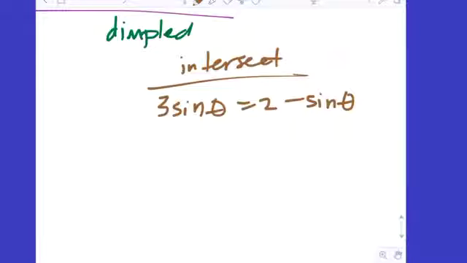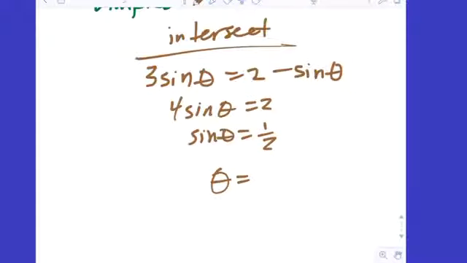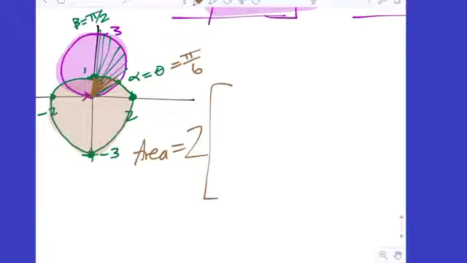So we'll do this as much as we can without a calculator. If I bring the sine across, I end up with 4 sine of theta equals 2. So sine of theta equals 2/4, which is a half. What is the first angle where sine equals a half? Pi/6. Okay, so I know that this angle is in fact pi/6, and they both cross there at the same time because of where they start at 0. All right, so now I've got my interval of integration.